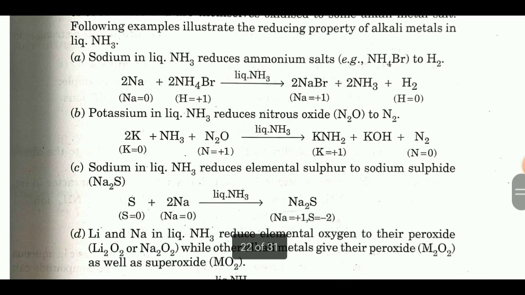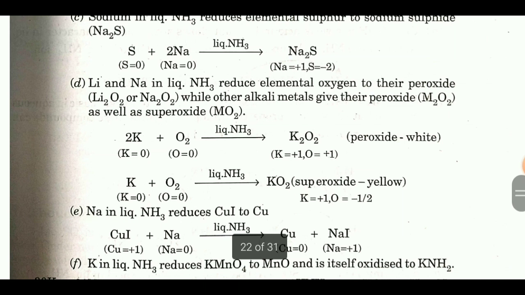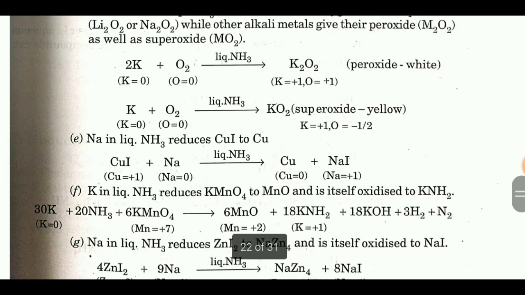A. Sodium in liquid ammonia reduces ammonium salts. B. Potassium in liquid ammonia reduces nitrous salt. C. Sodium in liquid ammonia reduces elemental sulfur to sodium sulfide. D. Lithium and sodium in liquid ammonia reduce elemental oxygen to their peroxide, while other alkali metals give their peroxide as well as superoxide. E. Sodium in liquid ammonia reduces CuI to Cu.